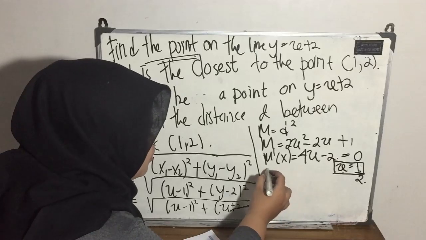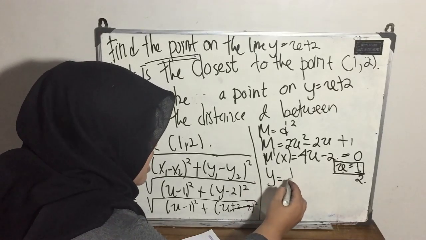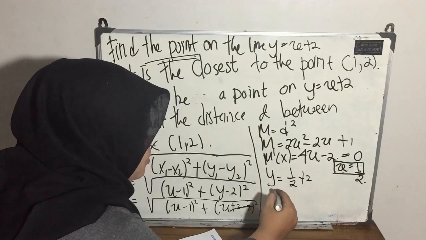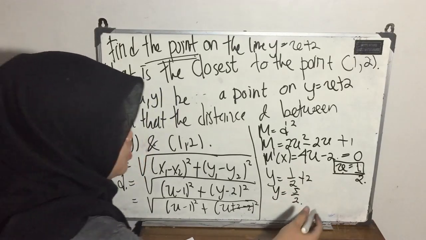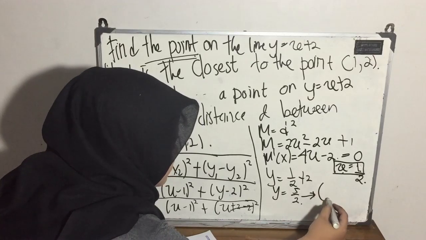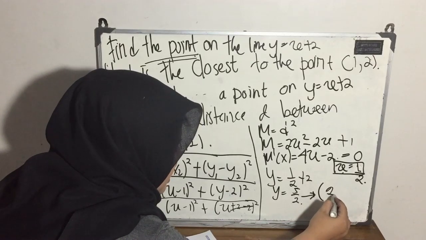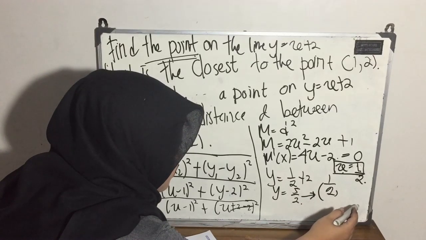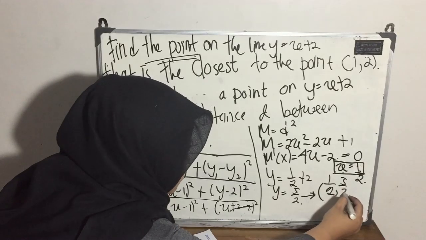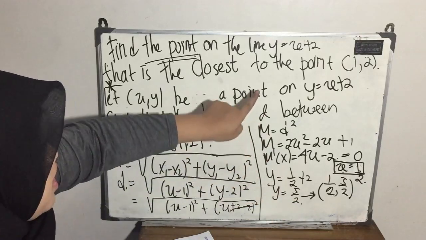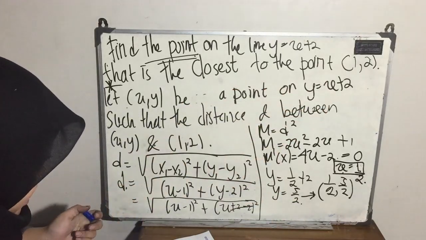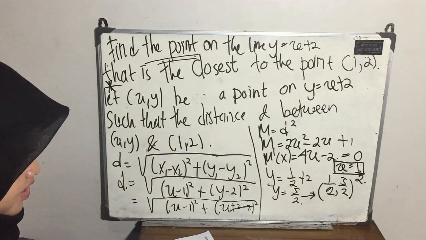So we need to continue to y equals half plus 2. So y equals 5 over 2. So the coordinate is half, comma 5 over 2. So this one is the closest point to (1, 2). So that's it for today.